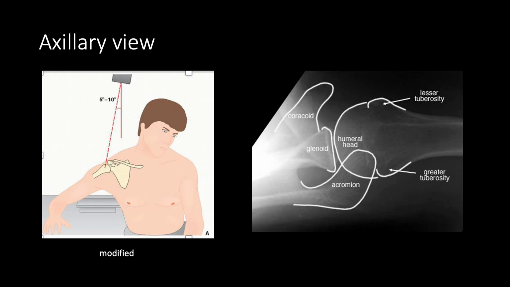You see your coracoid process out here. You see your tuberosities here, and then you see your acromion coming around back here. So you can get a good view of what's going on with the relationship of the glenoid and humeral head in this view. So if you are suspecting a dislocation, this is the additional view you'd probably want.